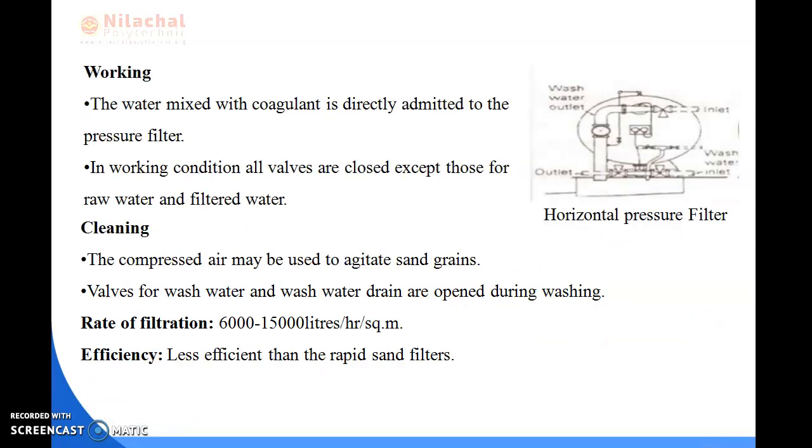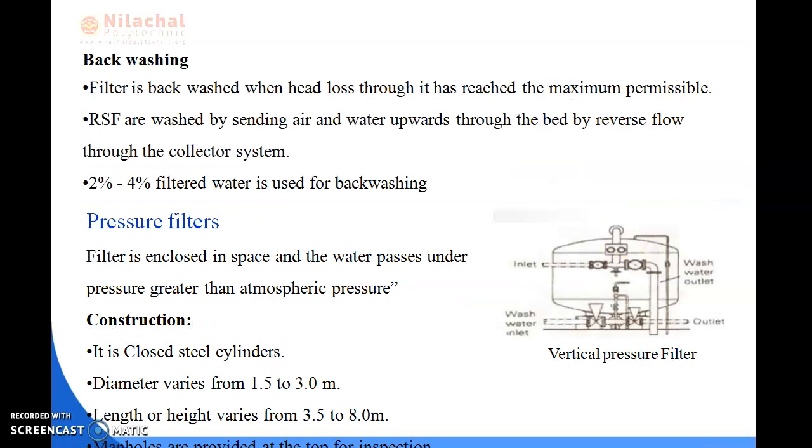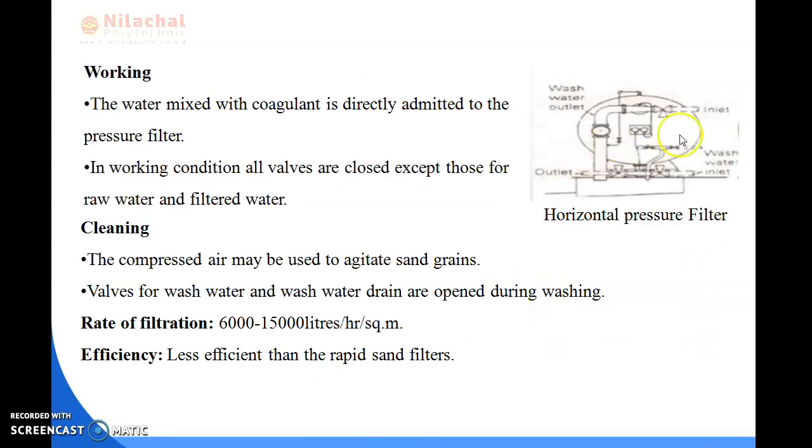Next is the working of the pressure filter. The water mixed with the coagulant is directly admitted to the pressure filter. In working condition, all the valves are closed except those for the raw water and filtered water. Here you can see the vertical pressure filter and the horizontal pressure filter. This is about the working of the pressure filter.